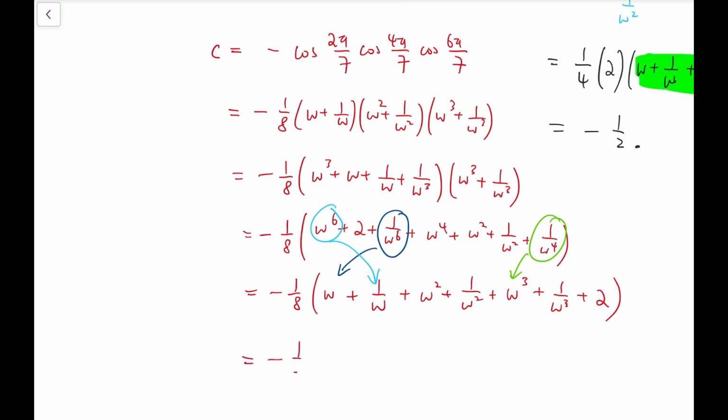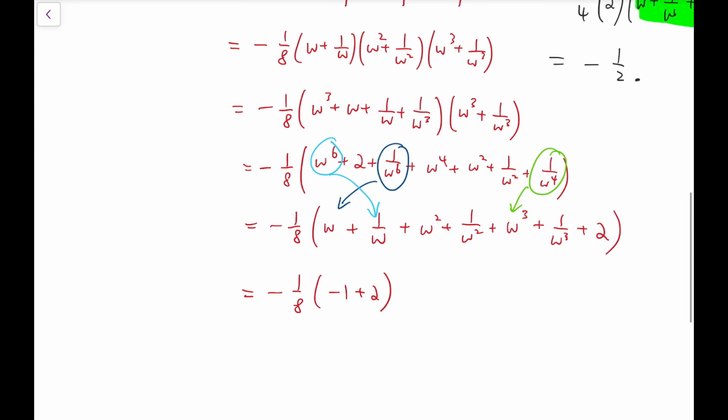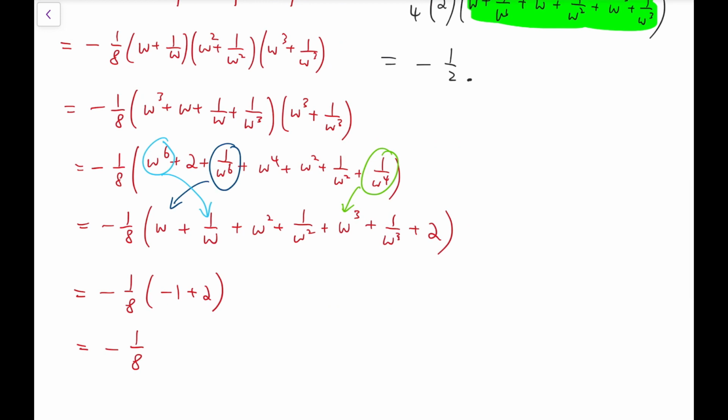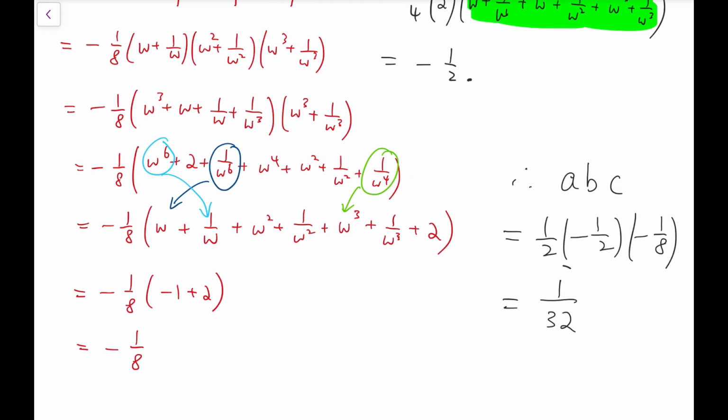So we have -1/8 of -1 plus 2 from the result we got in part A. And so that means C is just -1 over 8. So our final answer from these three results is that ABC equals 1/2 times -1/2 times -1/8. And our answer is 1 over 32.